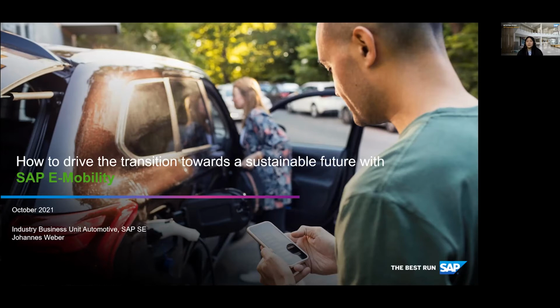I'm very happy that we have today Johannes Weber with us. He's Solution Manager for the automotive for SAP E-Mobility, and he's helping automotive companies enabling comprehensive end-to-end mobility scenarios with SAP's Industry Cloud for automotive. And he's here with us to hold a session about how to drive the transition towards a sustainable future with SAP E-Mobility, and of course to answer your questions if you have any.